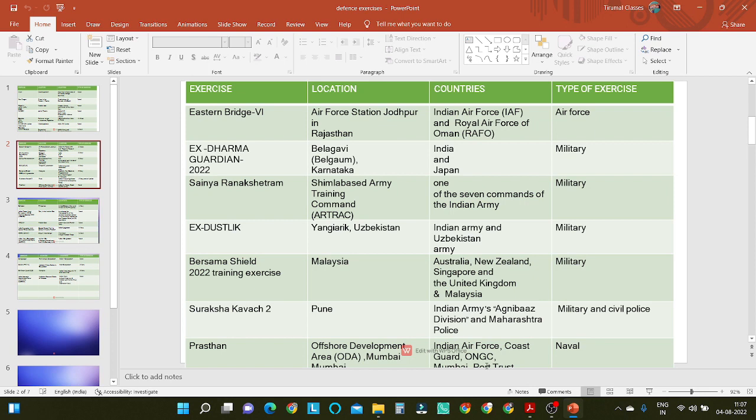The next exercise is Suraksha Kavach 2. The first phase of Suraksha Kavach is already over, and this is the second phase of the exercise. It is taking place in Pune, which is in Maharashtra on the western coast of India. Unlike the earlier exercises we discussed, it is an exercise in which the military and civil police are taking part together. The earlier ones were only Indian defense or other bilateral exercises, but in this the military and civil police are combinedly taking part.